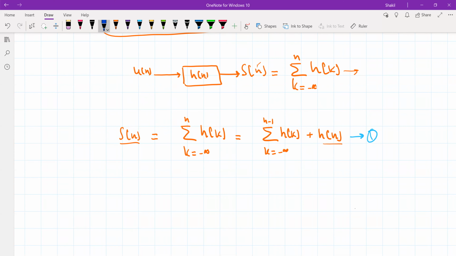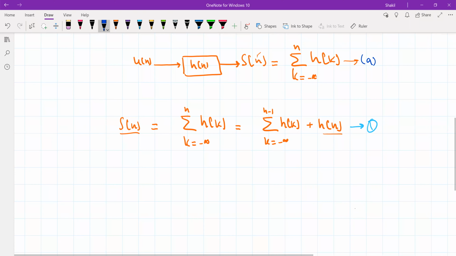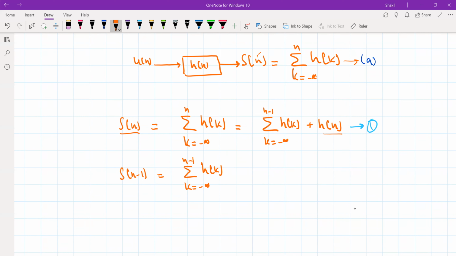Now I can also write in this equation, if I replace n by n minus 1, I'll have s of n minus 1 is equal to summation k running from minus infinity to n minus 1 of h of k. You can check it: if you replace n by n minus 1, then just put n equal to n minus 1 in A, you will get this expression.